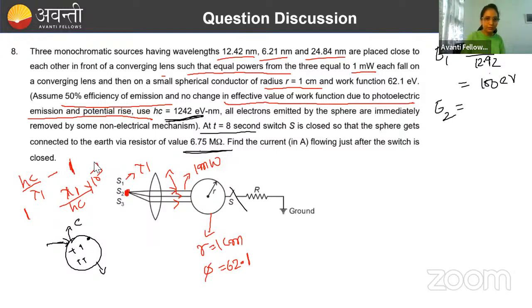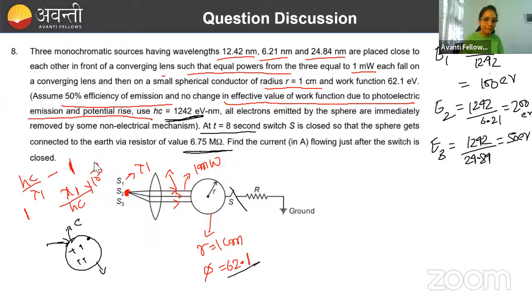अगर आप डिवाइड करो 1242 by 6.21. So this will be how much? It will be 200 electron volt, right? And now what will be E3? E3 आप देख लो क्या है? वेवलेंथ 24.84. So 24.84 2 टाइम्स से ये कटेगा, ऊपर 100 जाएगा, 100 by 2 कितना हो जाएगा? 50. वर्क फंक्शन कितना है?